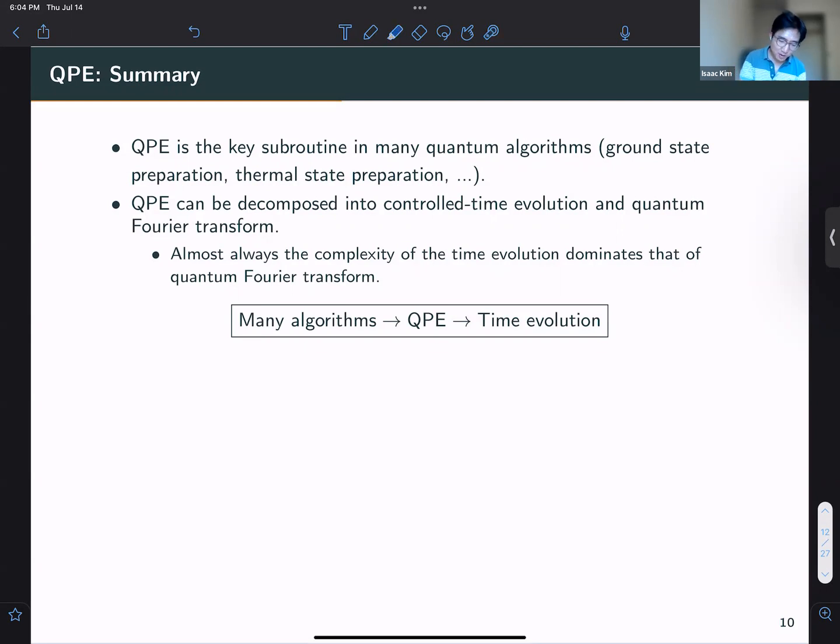So the key point is that for many useful quantum algorithms, they reduce essentially down to the application of quantum phase estimation. And quantum phase estimation essentially boils down to time evolution. So that's why people often care a lot about optimizing time evolution.